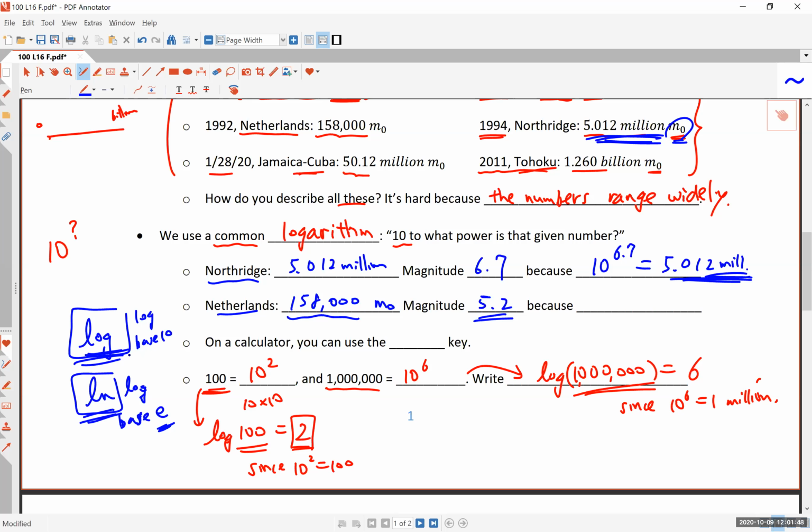So if you want to find out what the log of 5.012 million is, you press this and then enter 5.012 times 10 to the 6, and you will get 6.7. If you put in 158,000 and take the log of that, you'll find 5.2, right? And that means 10 to the 5.2 power is 158,000. Normally you never see this number, because these numbers vary so much that it's not very useful. But these numbers are much easier to understand if you understand this correctly, and that's why they are called logarithmic numbers.